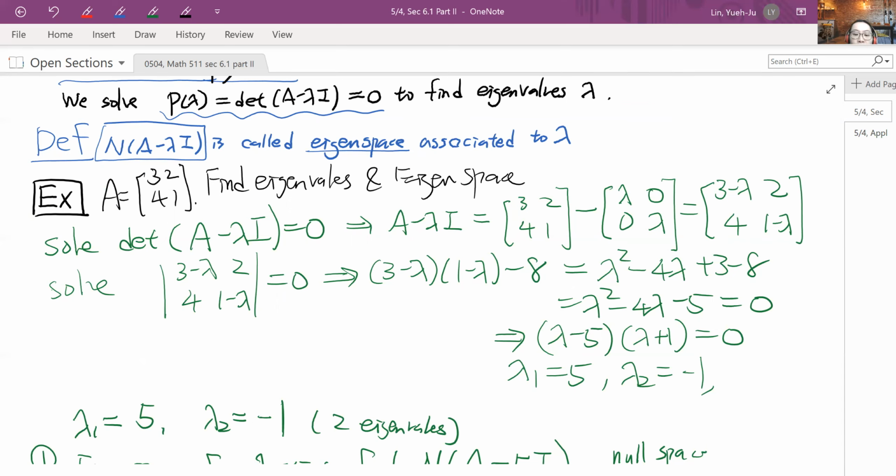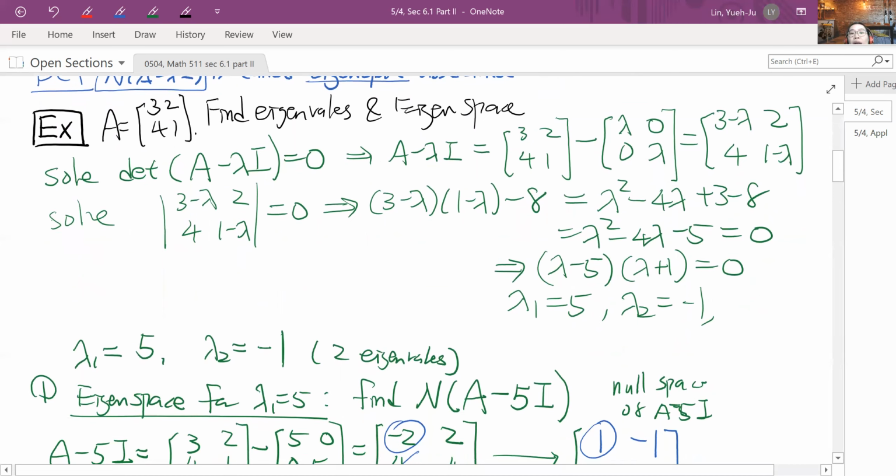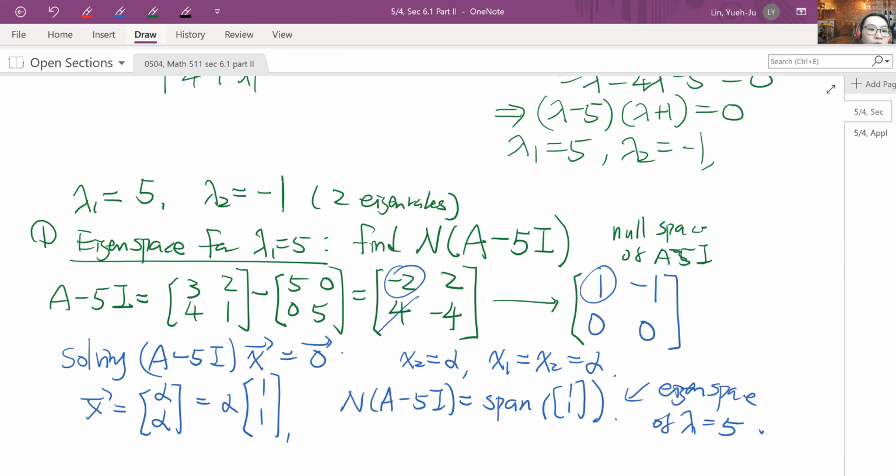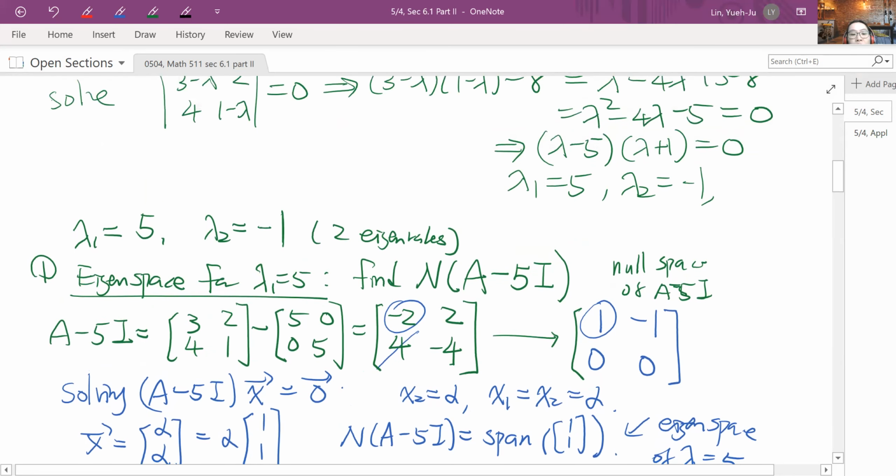Okay, so now we have 2 eigenvalues, and you can imagine we should have 2 corresponding eigenspaces. I don't want to repeat what I already did last time, so I already included some of the detail here. First, it doesn't really matter which one you call lambda 1 or lambda 2. This is just for convenience.